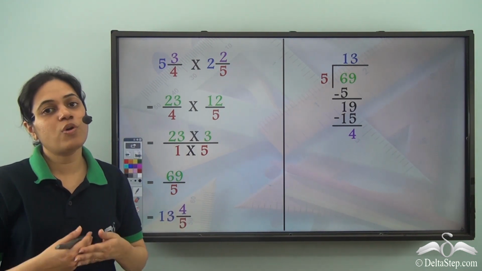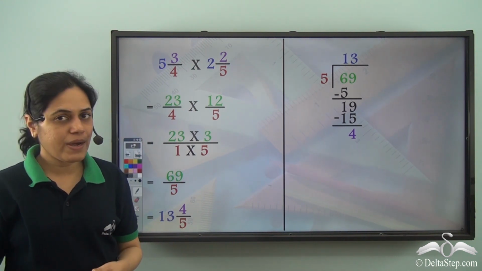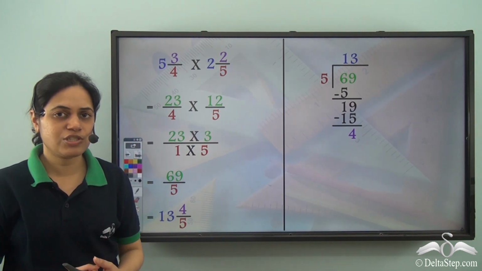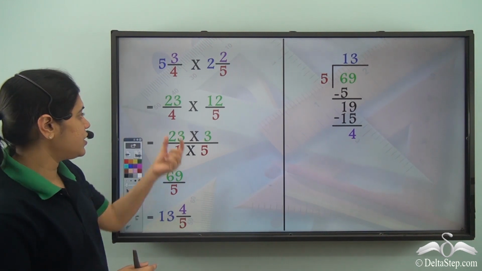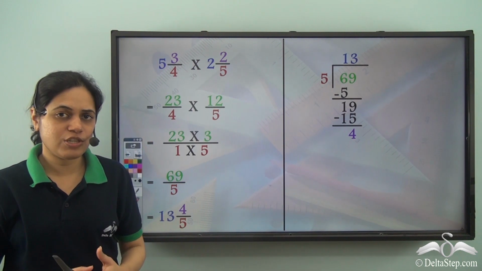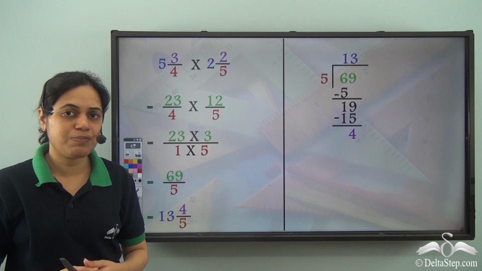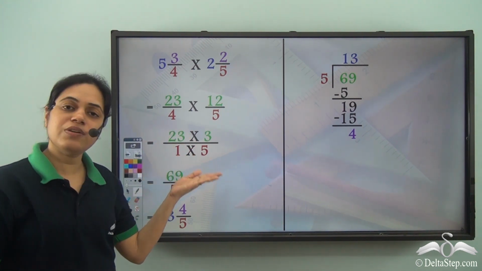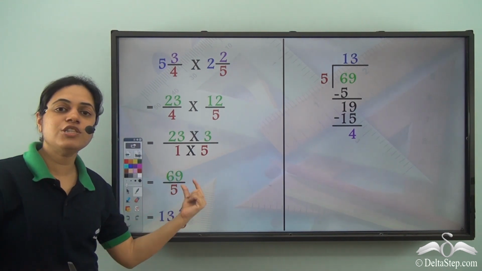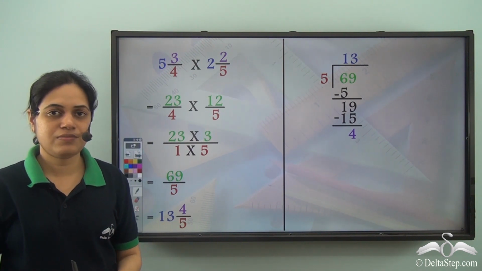So whenever you want to multiply a mixed fraction by a natural number or by another mixed fraction or by another proper or improper fraction, first you need to convert it into an improper fraction. Whenever you need to have some operations on mixed fractions, be it addition, subtraction or multiplication, you first need to convert it into an improper fraction. After getting the answer, you need to convert the improper fraction back to the mixed fraction.